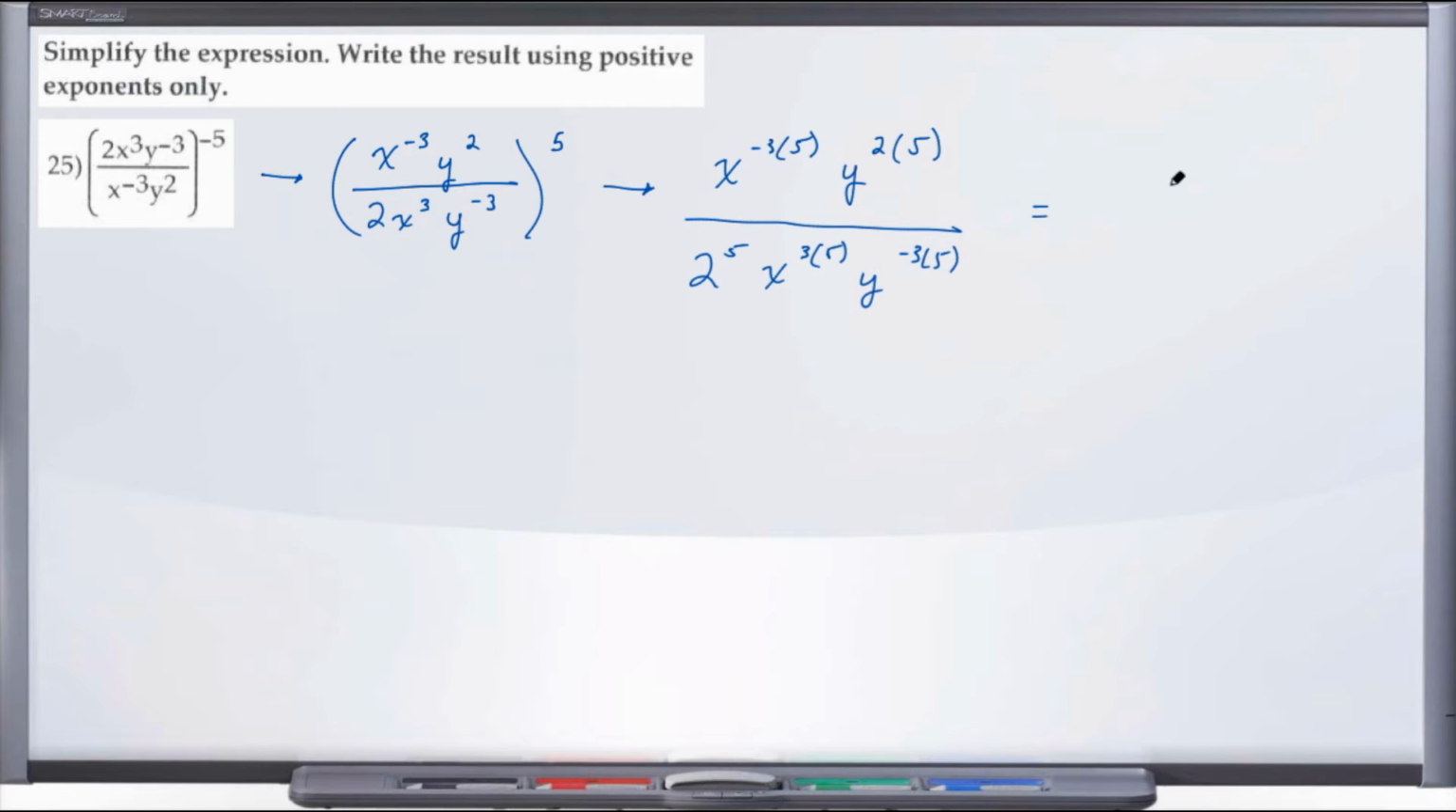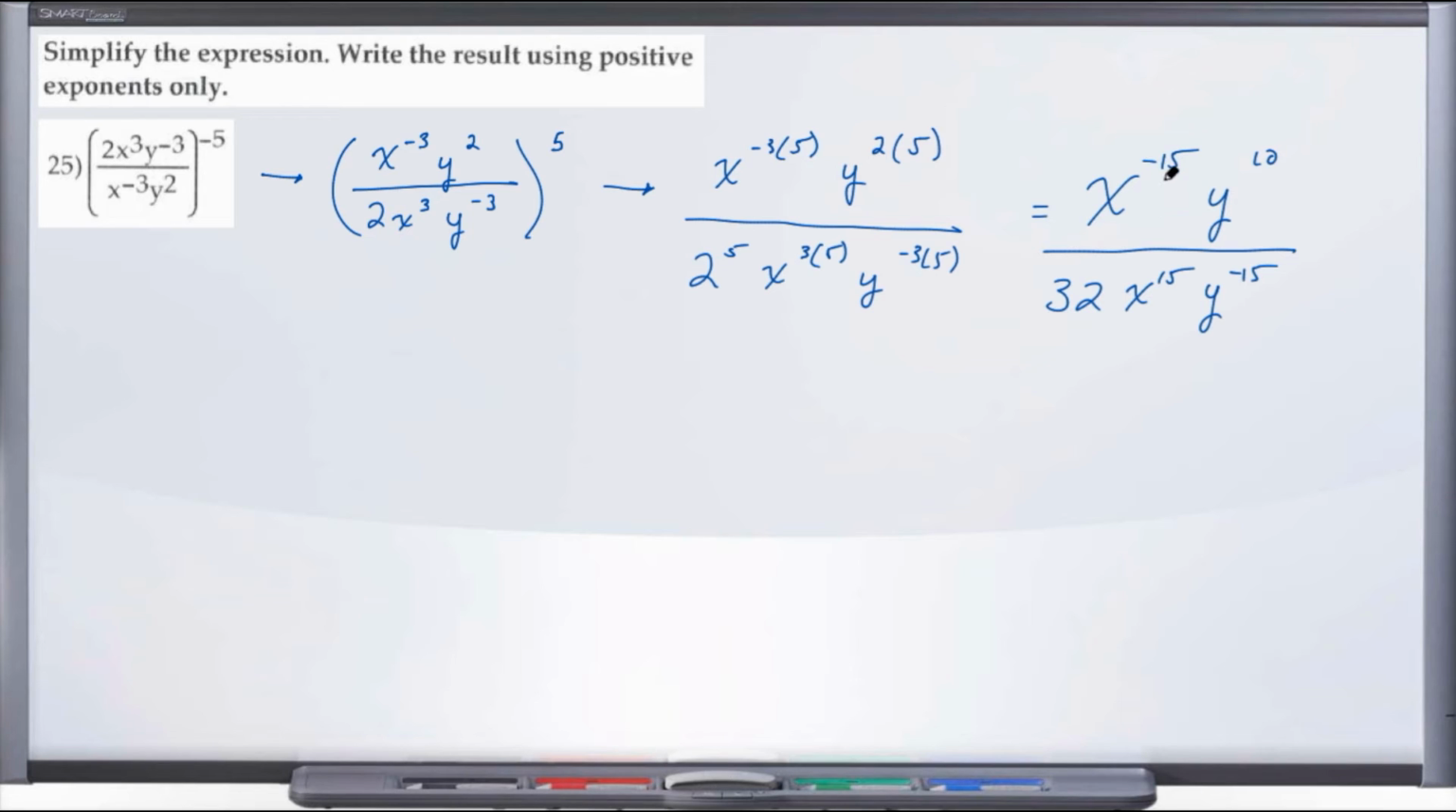And simplifying here, we have x, well, negative 3 times 5 is negative 15. Y, 2 times 5 is 10. Over 2 to the fifth is 32. X to the third times 5 is x to the 15th. And then y, negative 3 times 5 is negative 15. All right, and we can see that we have some negative exponents, don't we?